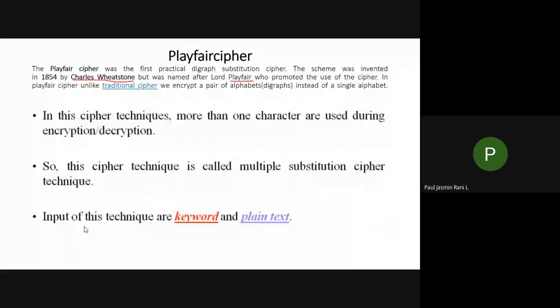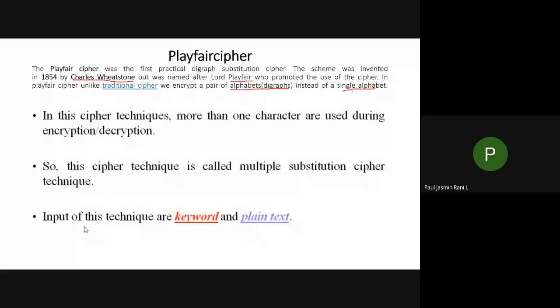In your previous example, we took one alphabet, found the exact replacement for that alphabet, and got the cipher text, isn't it? But in the case of the Playfair cipher, at a time we are going to take two alphabets. Therefore we call it a digraph. Instead of a single alphabet, we take two letters, and for those two letters you find the ciphertext. That is the main difference between your previous example and this example.